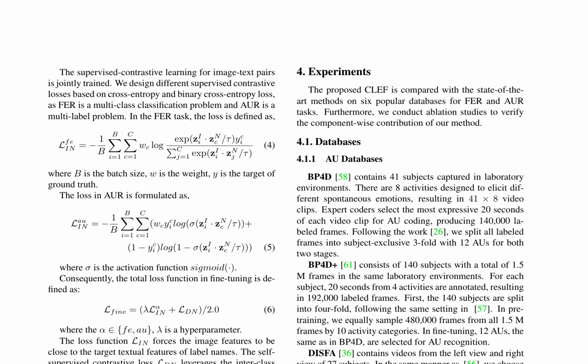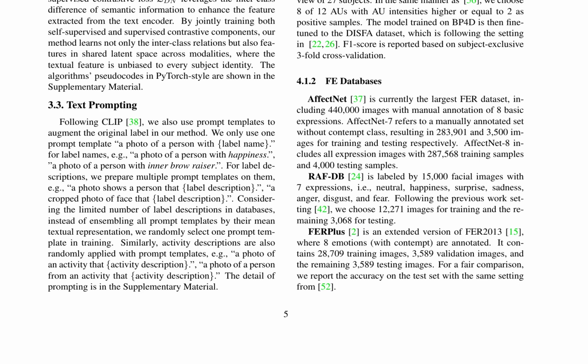image-text pairs, utilizing prompt templates to augment original labels. The model architecture consists of a 12-layer transformer text encoder and a ViT-B/16 image encoder. Pre-trained on BP4D and BP4D+ datasets using weakly supervised contrastive learning, CLEF is fine-tuned on downstream tasks with a combination of supervised contrastive loss and self-supervised contrastive loss.